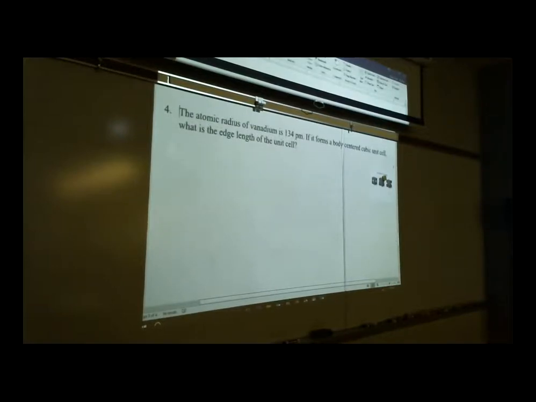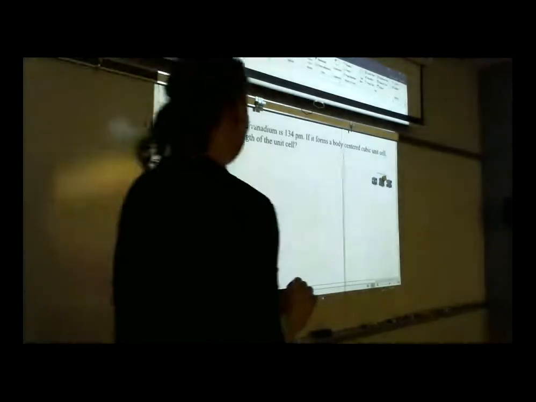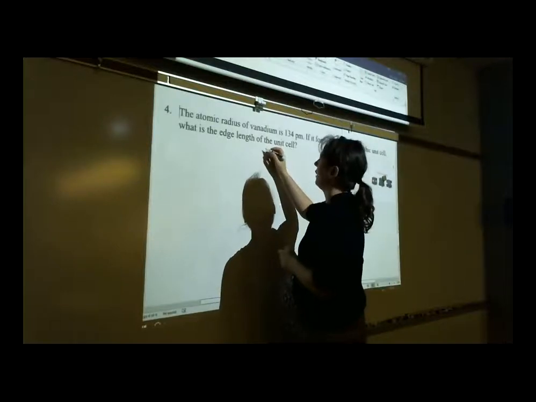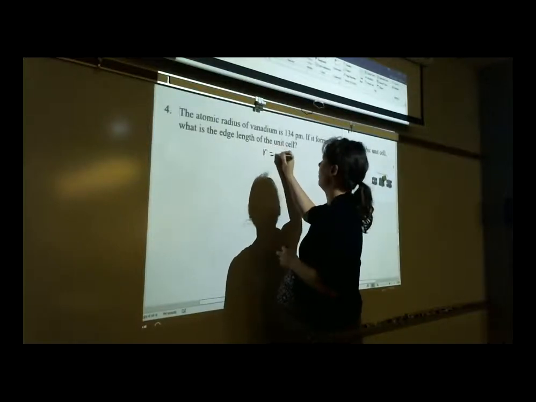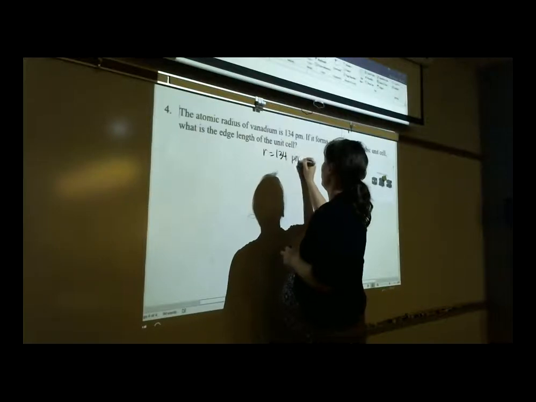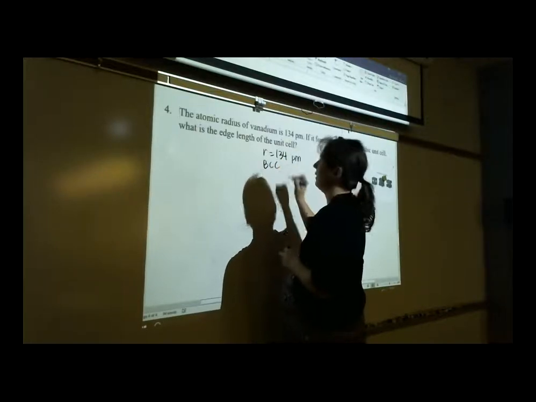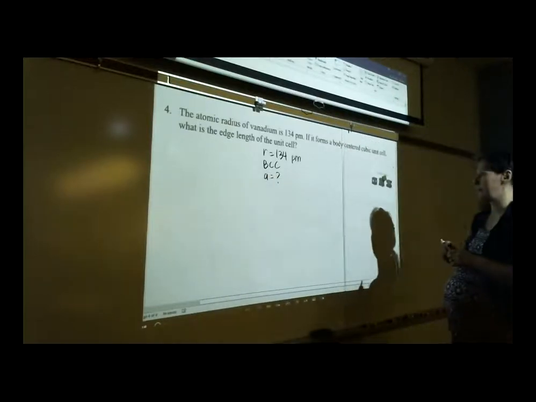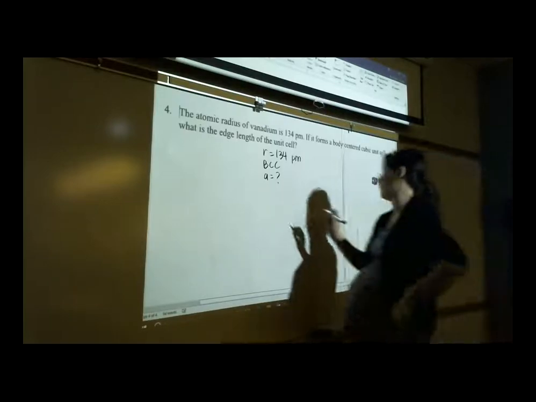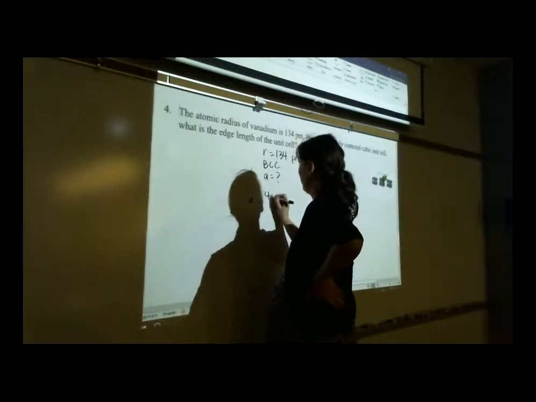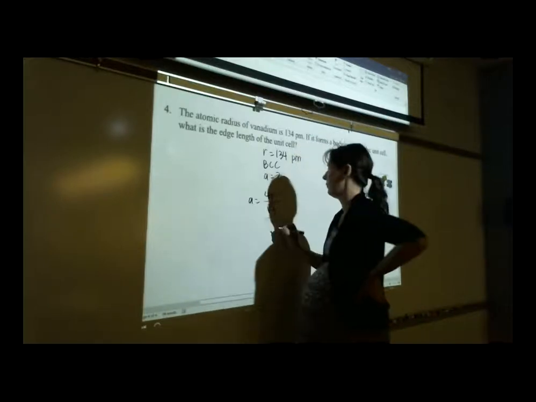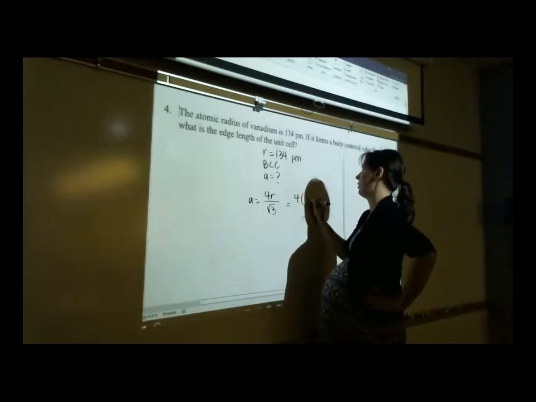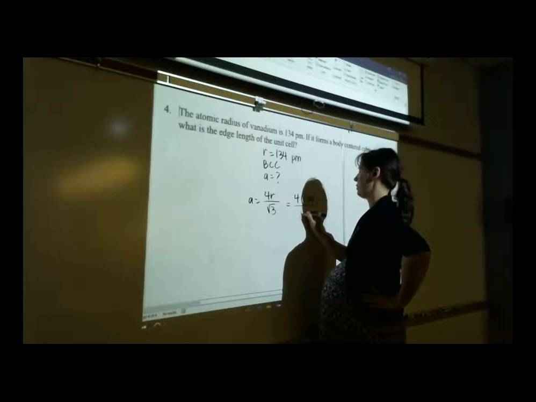The atomic radius of vanadium is 134 picometers. It forms body-centered cubic unit cell. So radius, is that A or R? R. So R is 134 picometers. It's BCC. We want to know A. So what's the relationship in BCC? A is equal to 4R over the square root of 3. So this time we're given R, right? So 4 times 134 divided by the square root of 3.